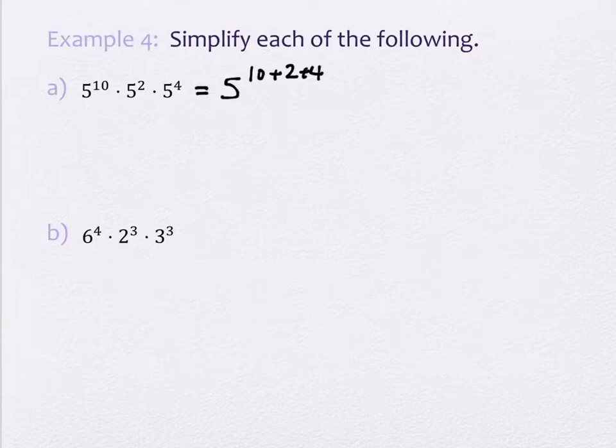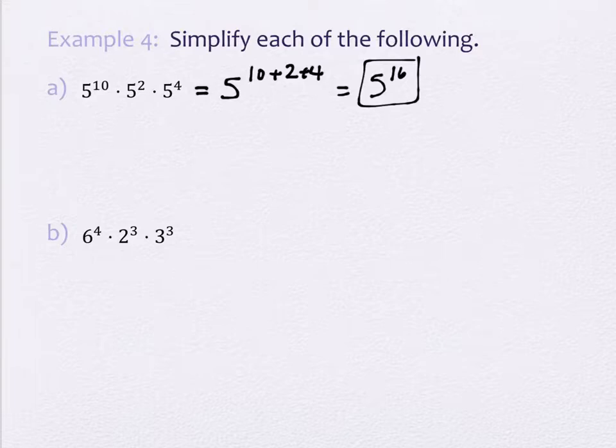Right. So that's property number 1, right? Property number 1 says if the bases match, which they do, they're all base 5, I can simply add the exponents together. 10 plus 2 plus 4 is what? 16. So this is 5 to the 16th. Applied the properties that we have, we're done.